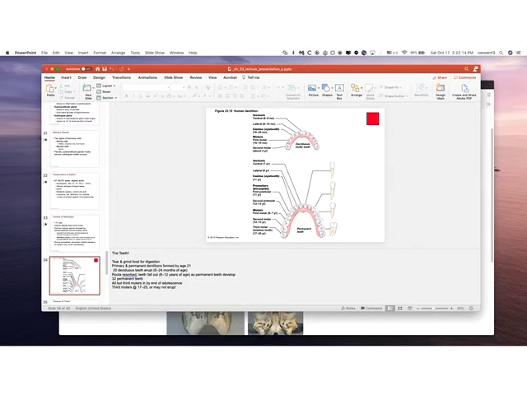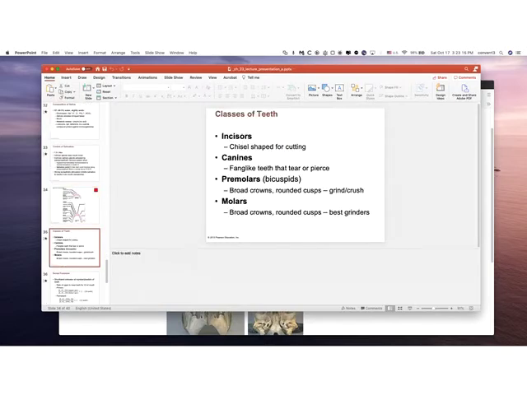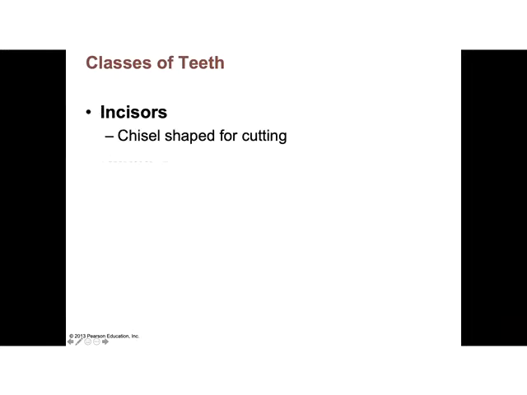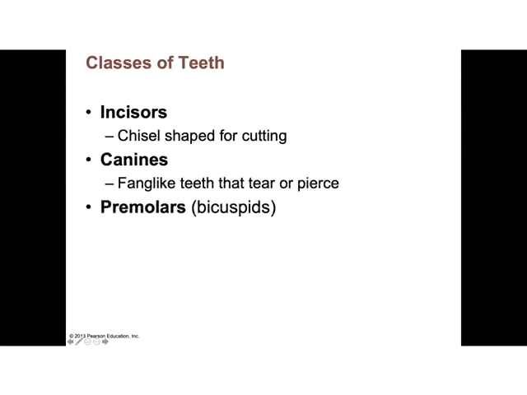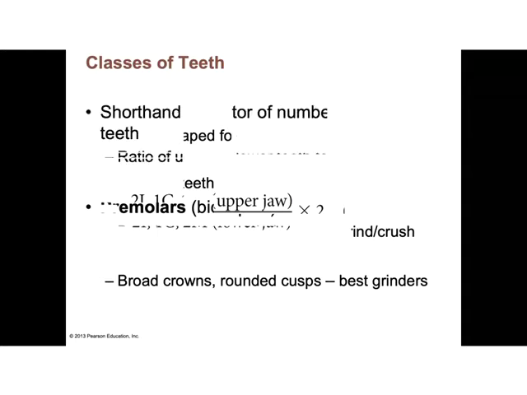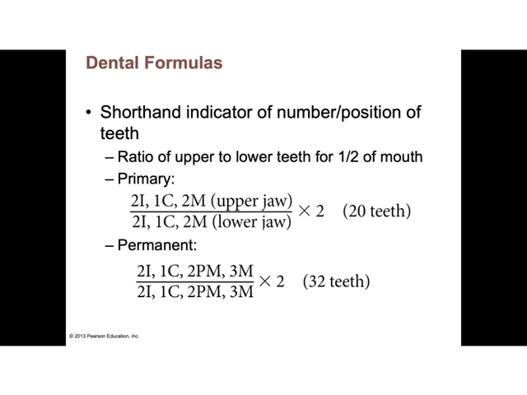If we look at the different tooth types, we see the incisors, chisel shape for cutting, canines for slashing, those are your fangs, and your premolars and your molars for the grinding. The dental formula indicates your primary and your permanent dentition. You're going to have 20 deciduous teeth. Deciduous just means they fall out.